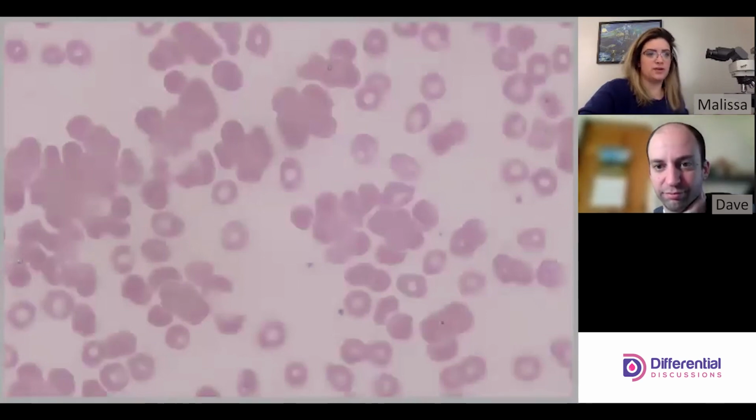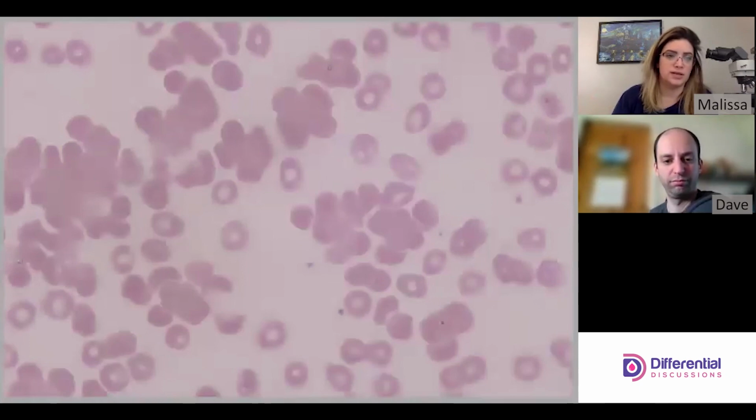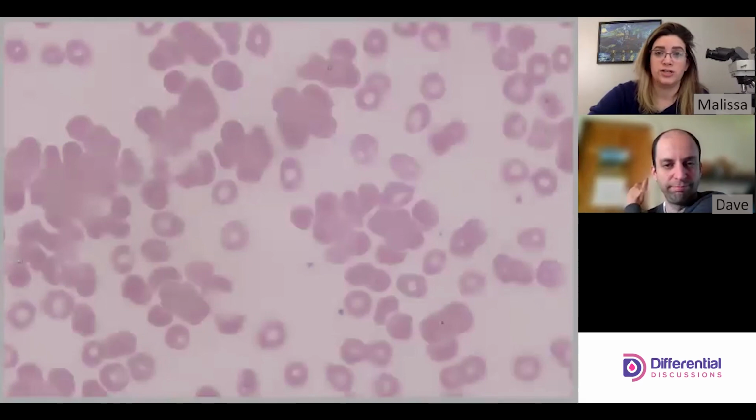So again, depending on the severity of the agglutinin, you may see some more red cell morphology. You may not be able to see it. It depends again on how severe the agglutinin is. I think for this slide, we would just call agglutination as present.